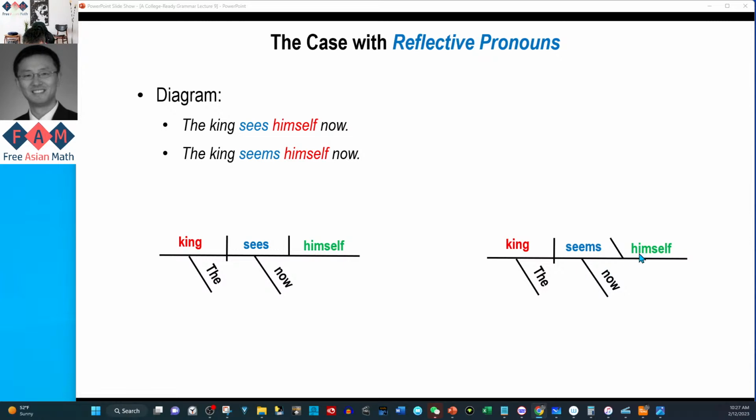Okay, so it's very important to recognize that himself is just another name for the king. And the king seems himself. That means that the king acts or behaves just like himself, and just like a king. That's what this sentence means. So you see that this reflective pronoun himself can actually serve a very different grammatical role in such cases.